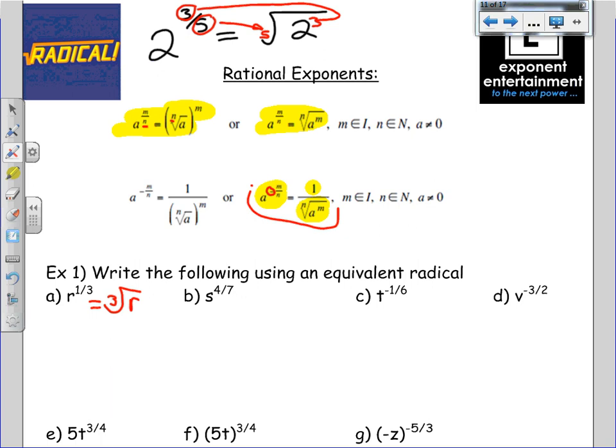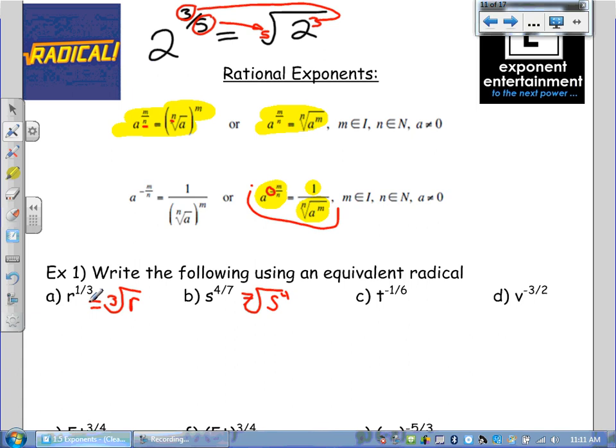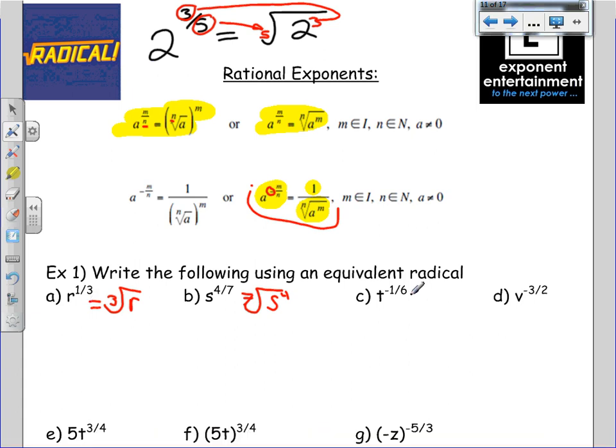Yeah, you're right, Murphy. So it's the 7th root of s to the power of 4. Nailed it. T, a little more confusing. It's a negative rational. So what's the first thing we need to do? We want to get rid of that negative sign, so we're going to rewrite this as 1 over t to the power of 1/6.